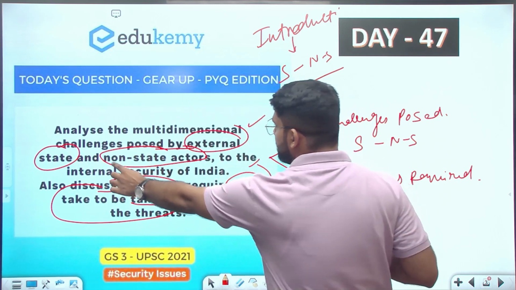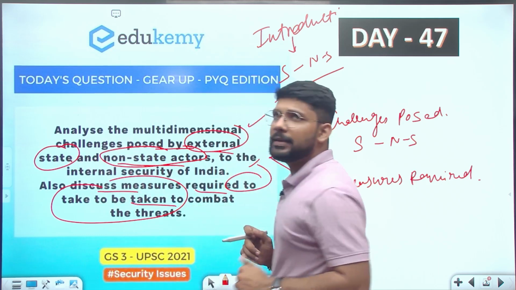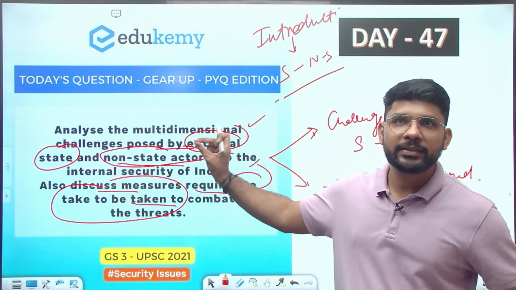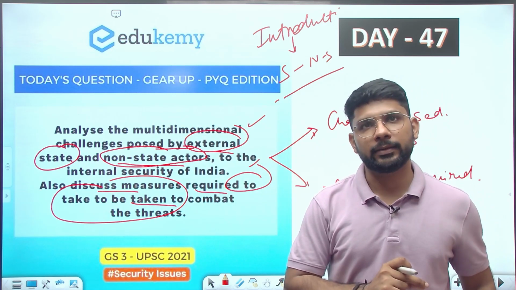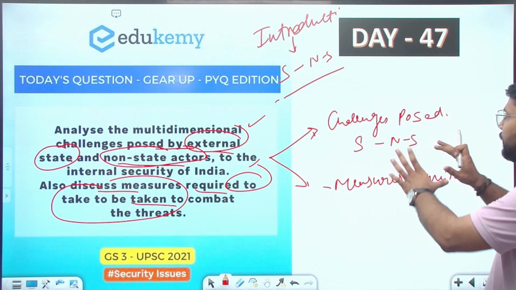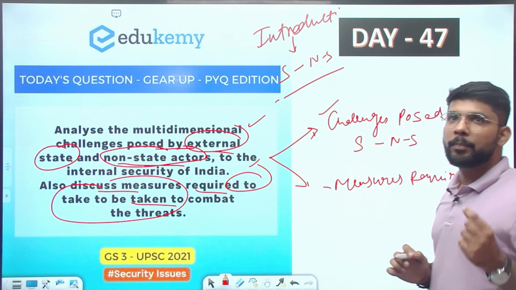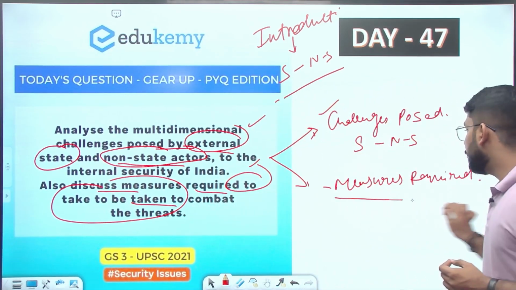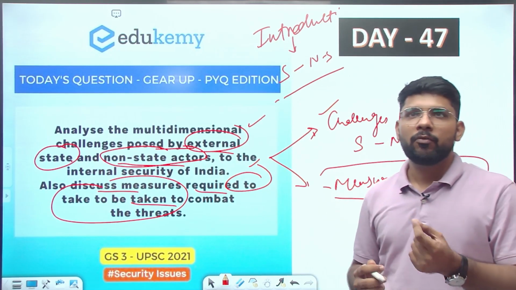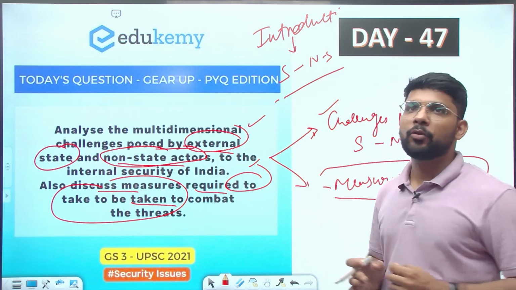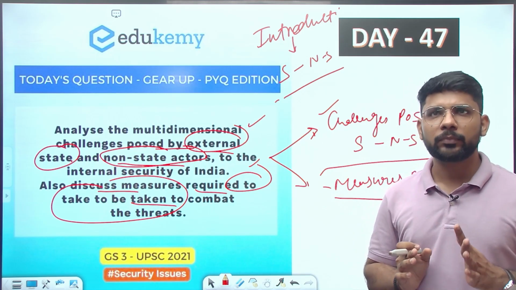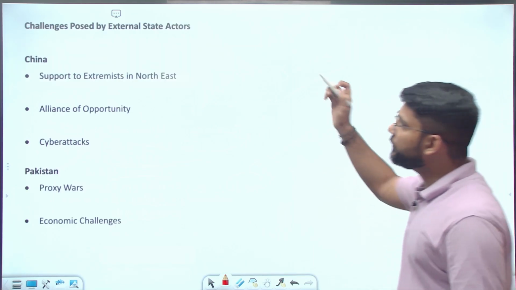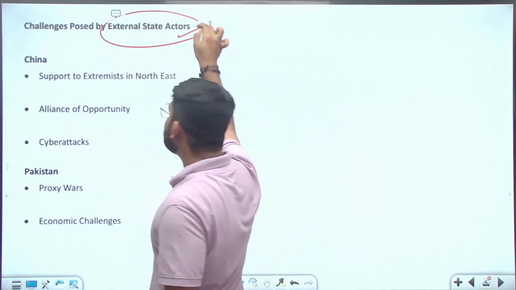Because the question first asks what the external state actors and the non-state actors are, we should know that first. Now in the body part we will write about the challenge by state actors, the challenge by non-state actors, and finally the measures required, what can be done to control these state and non-state actors. Okay, now let's come to the challenges. First we will start with the external state actors.